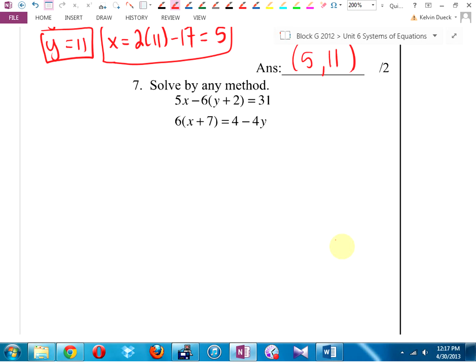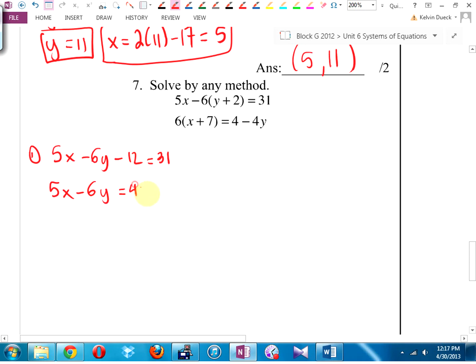Solve by any method. Let's get rid of brackets. First things first, I would take equation 1 and rewrite it as 5x minus 6y minus 12 equals 31. This is really 5x minus 6y equals 43. That's equation 1. Is that right? Double check. Minus 6y minus 12, and then you plus the 12 over, and yeah, it looks good.